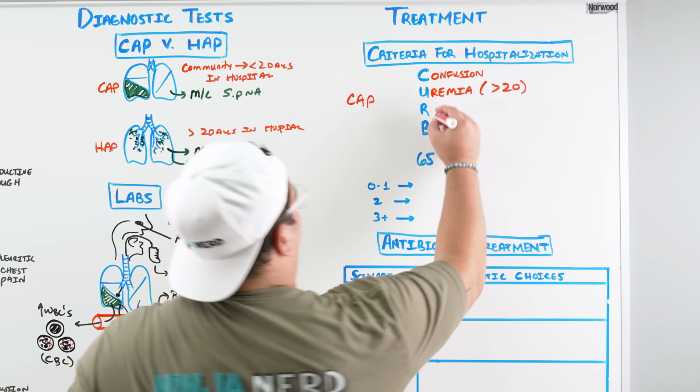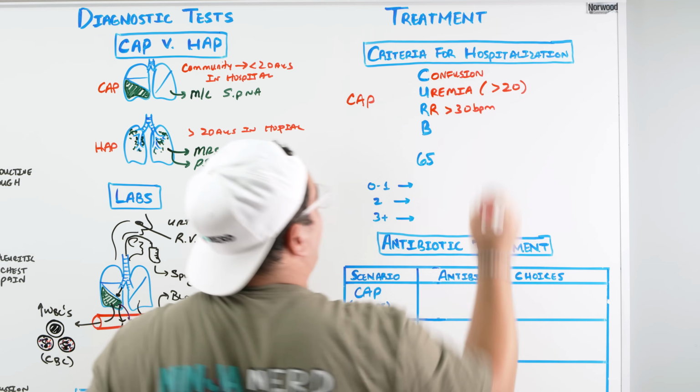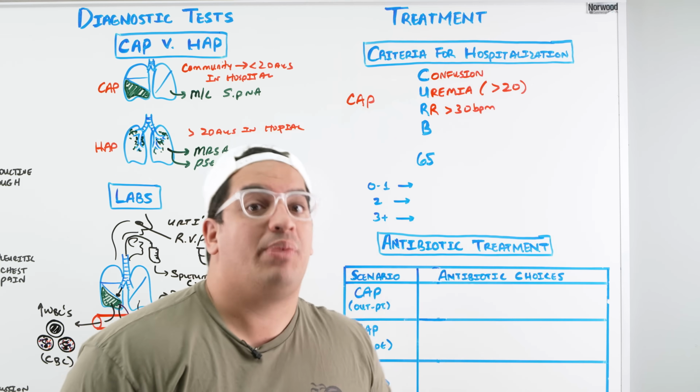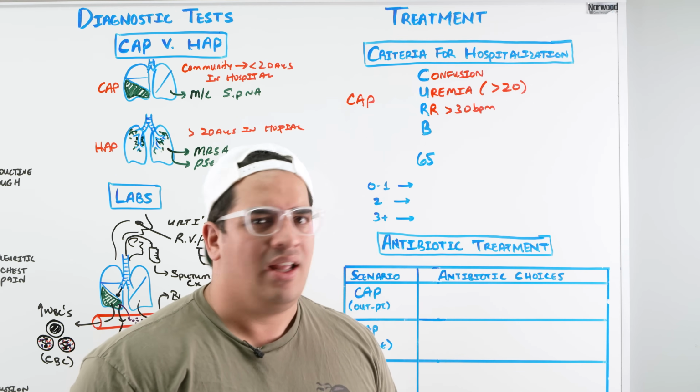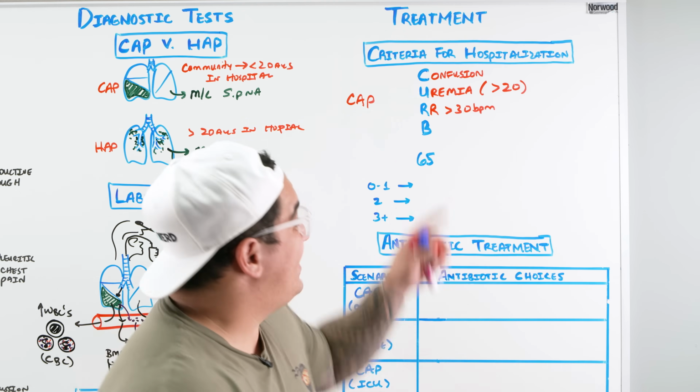Zach, what if their respiratory rate is really high? Like greater than 30 breaths per minute. They're breathing super, super fast. They're super tachypneic. Their work of breathing is very scary. Would I feel comfortable sending that patient home? No, that's a very concerning sign. And that is another big one.